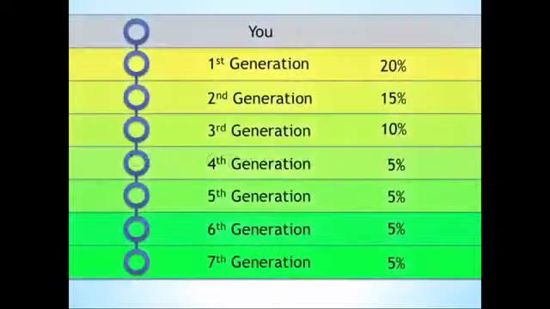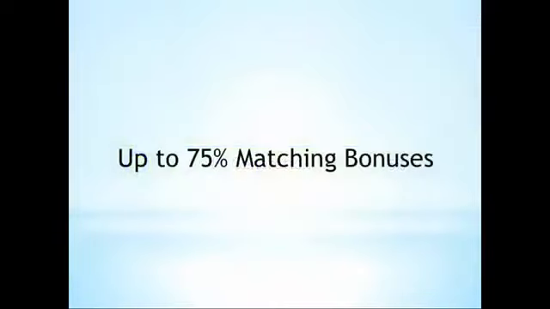Jeunesse pays matching bonuses on 7 generations. The payout is 20%, 15%, 10%, and 5% on generations 4 through 7. There's even an option to increase your first generation up to 30% by acquiring preferred customers. In total, the Jeunesse Rewards Plan offers up to 75% matching bonuses. Okay, so what does this all mean? Let's look at another example.